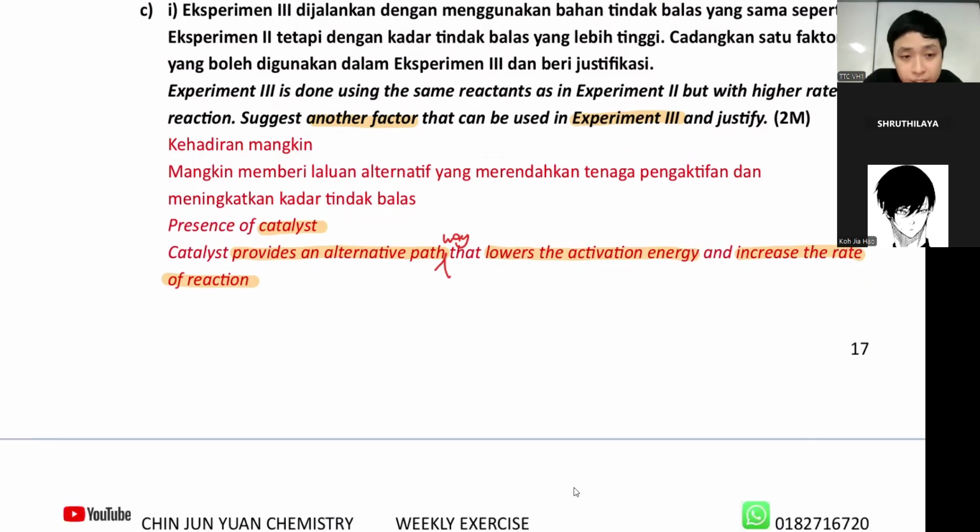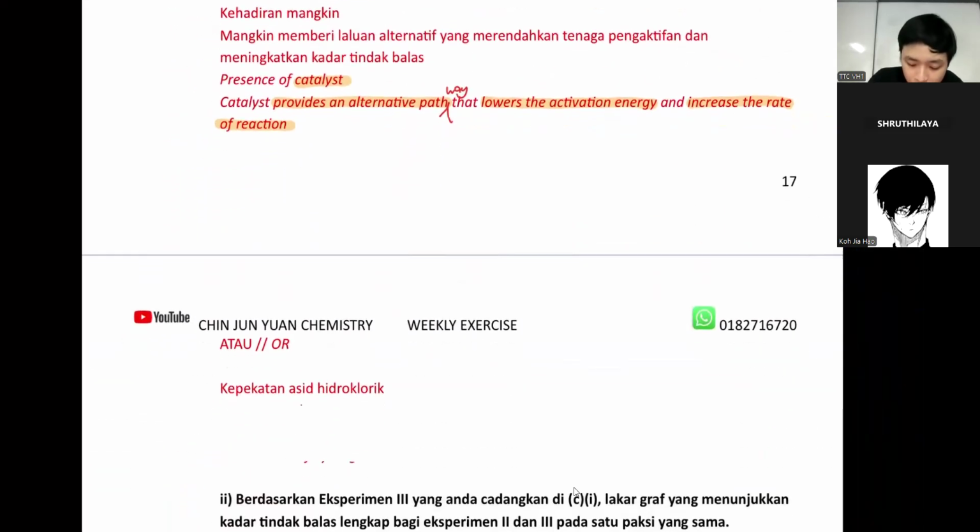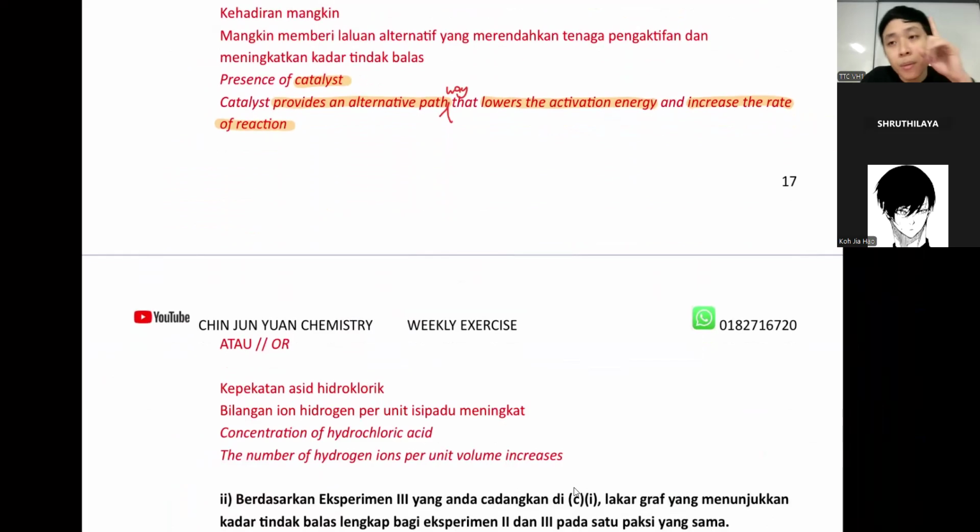You can use either catalyst or you can change the concentration. You choose either one, anything you like, because the answer scheme can be either one. So you also can change the concentration of HCl.